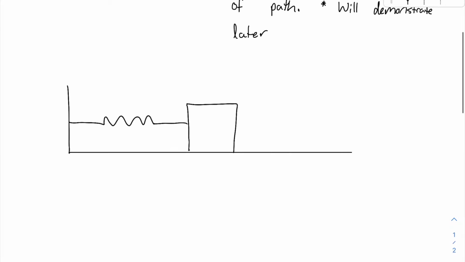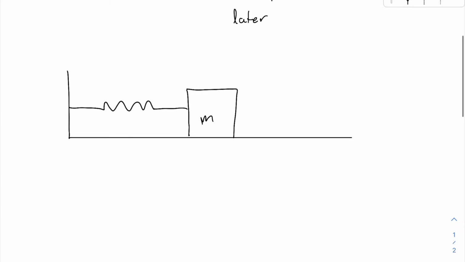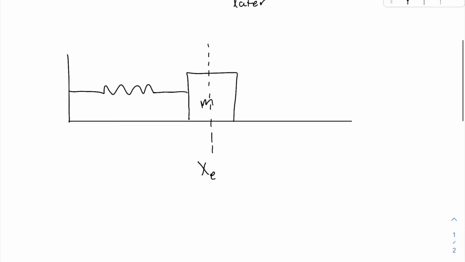So let's just say that we have an object of some mass m, and it's attached to a spring, and it's starting out at its equilibrium position. So we'll call this x equilibrium. This is the position that the spring and object will be at when the spring is not stretched or compressed. And so we're going to set that as x equals 0.